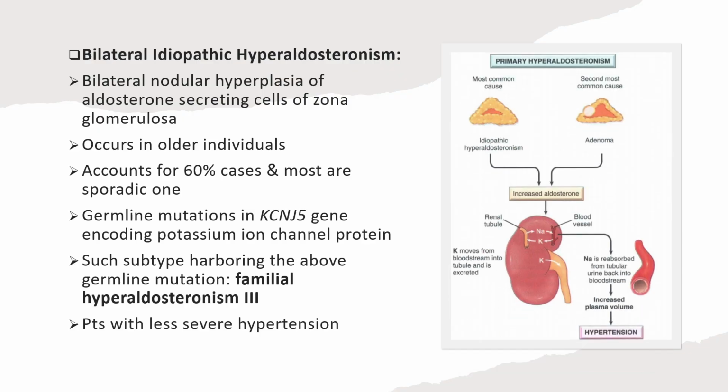And here in the picture you can appreciate that the most common cause is idiopathic hyperaldosteronism, and the second most common cause is adenoma of the zona glomerulosa, and they both results in increased aldosterone and results in excretion of the potassium and sodium retention along with the water reabsorption, resulting in increased plasma volume, and that eventually lead to hypertension.